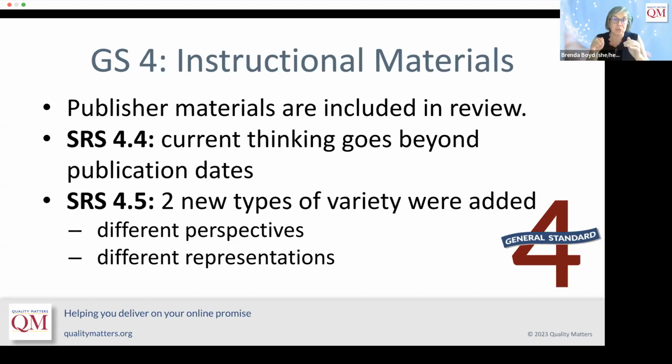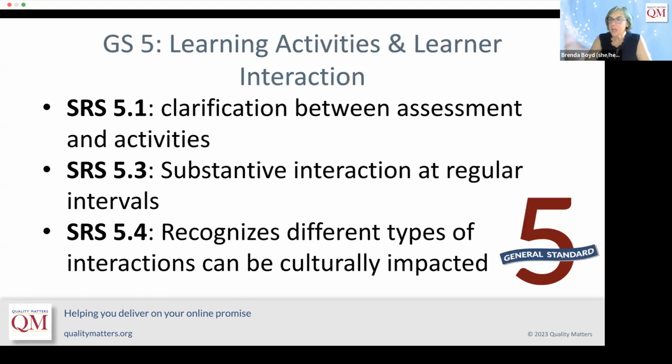So we realized that one type would be great. That doesn't mean that as reviewers, you couldn't make recommendations for the other varieties of type. We feel like this is a really exciting addition to the rubric as well. General Standard 5 is all about learning activities and learner interaction. So in 5.1, we did more of that clarification that Bethany was talking about, the clarification between activities and assessments. What are you supposed to look for in 5.1?